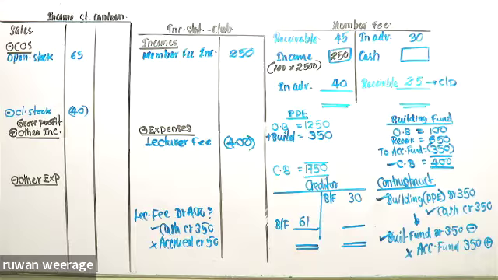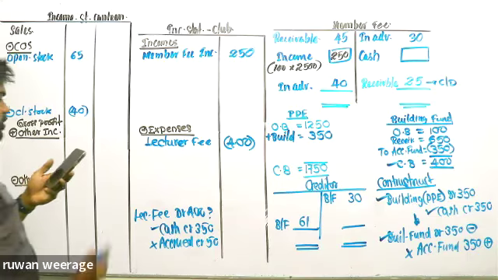Okay, the lecture income. Right? It was the next one, the cash account summary.